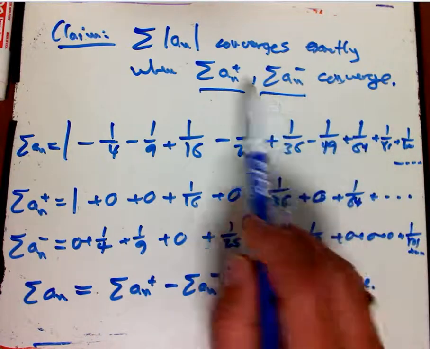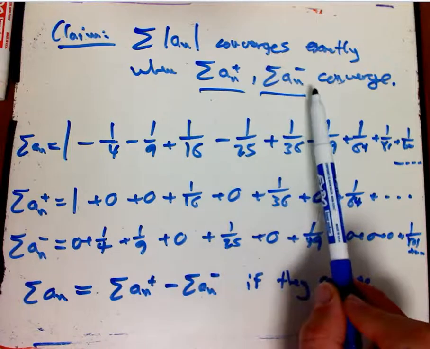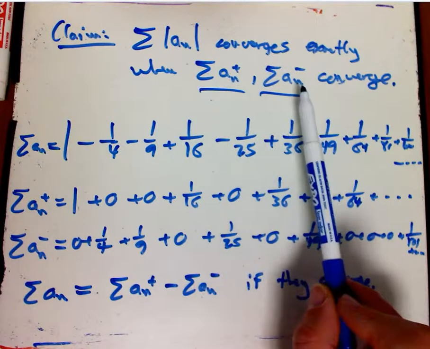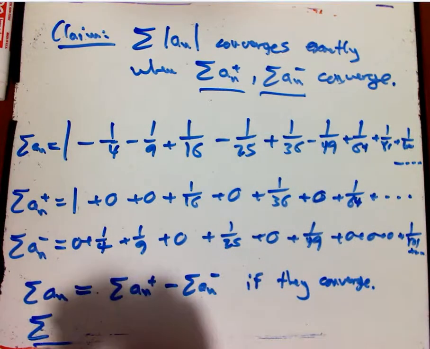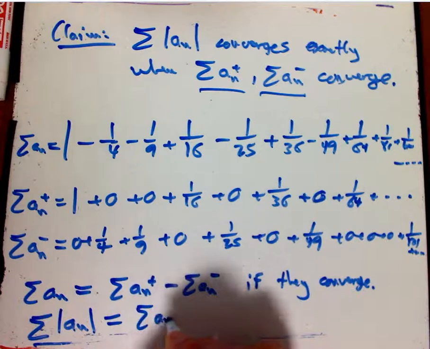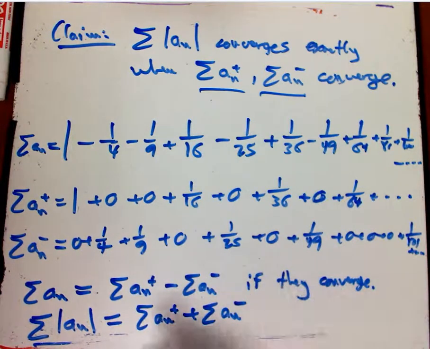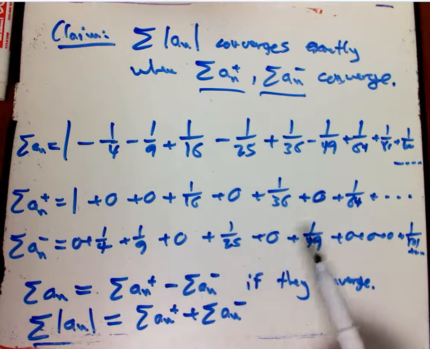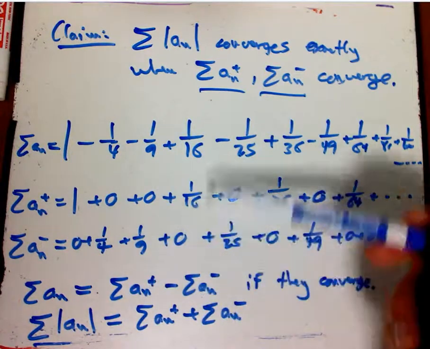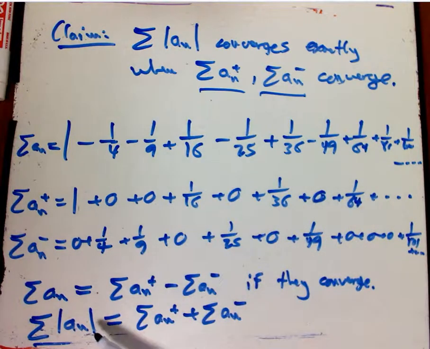Because suppose that I do know that the sum of a sub n plus and the sum of a sub n minus do converge. Suppose somebody's proved that for me. Guess what? The sum of those absolute values is exactly what happens if I add these two together, because I've stripped off all the minus signs, and if I put them back by adding, I'm going to get everything without minus signs. That's exactly the sum of the absolute values of the terms.